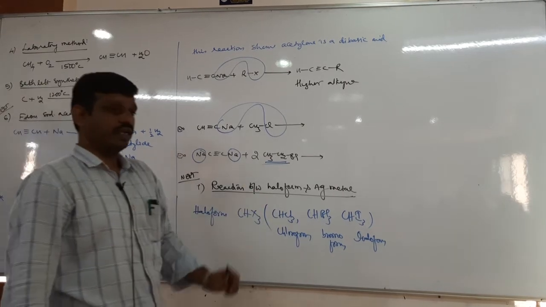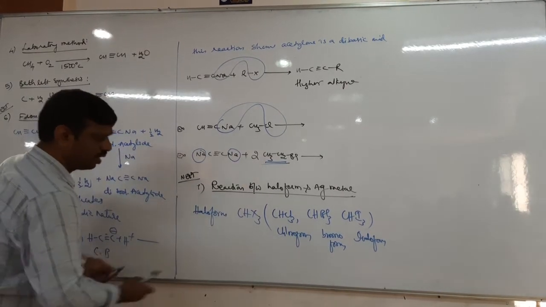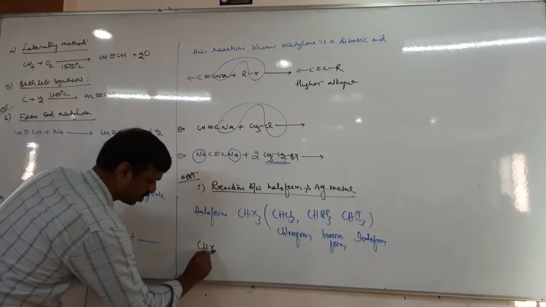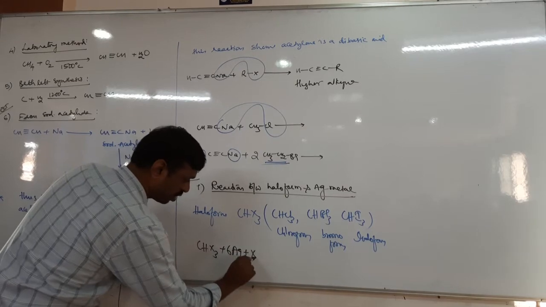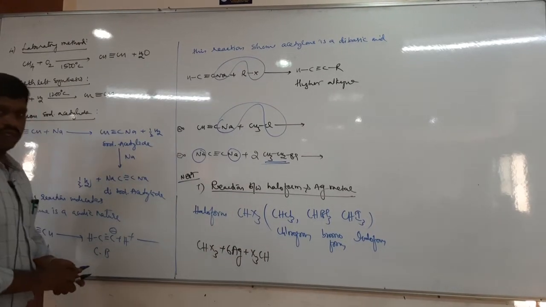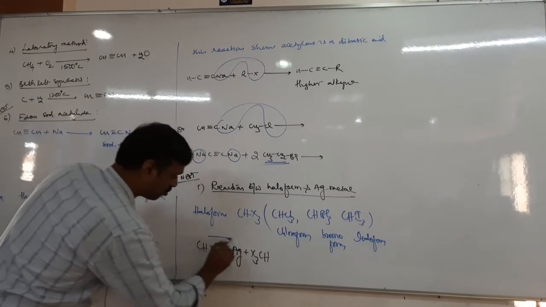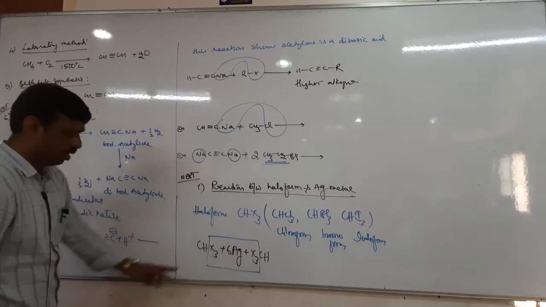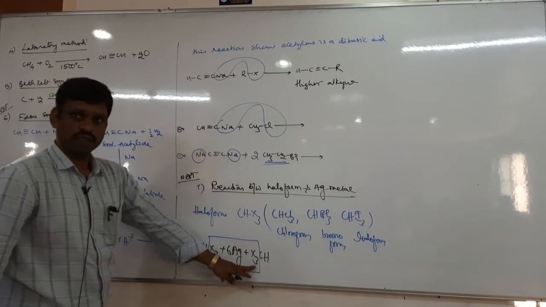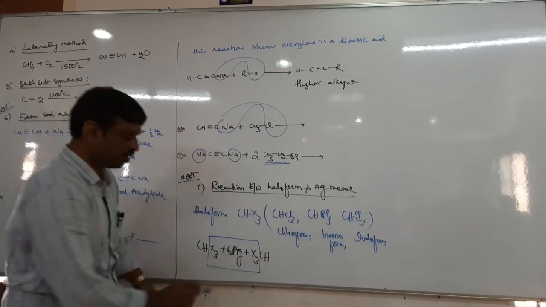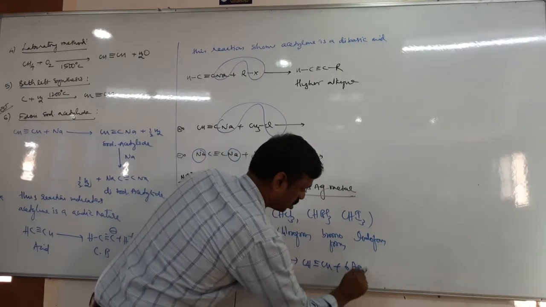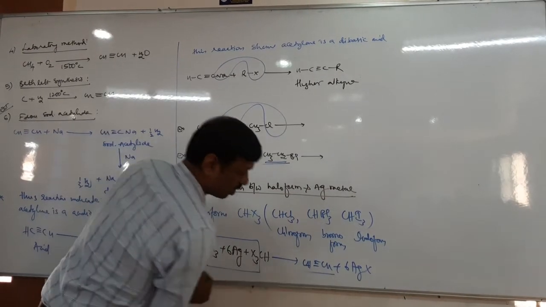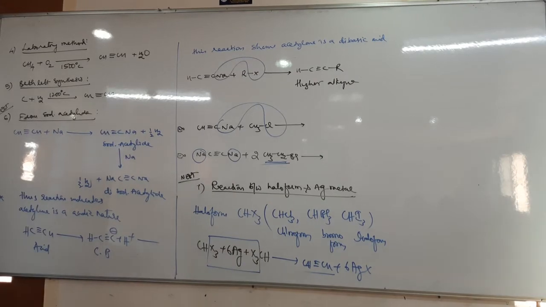Okay, then silver metal. How? So the reaction is so simple. Let us take CHX3, 2 moles of haloform, and 6 moles of silver. You just remove the X3. There are 6 halogens, 6 silver. What does it form? 6 AgX, right? You will get acetylene. This method is used to prepare only acetylene, not any other alkynes.